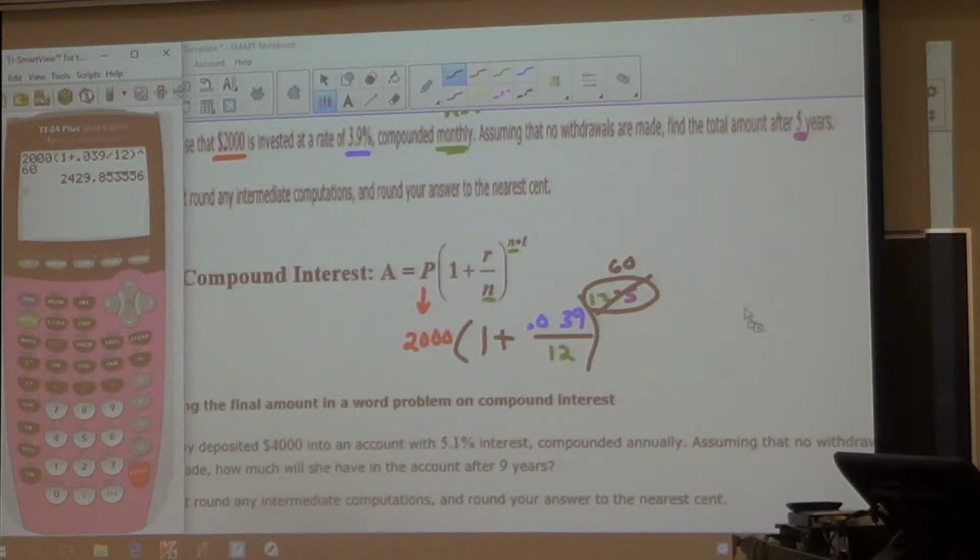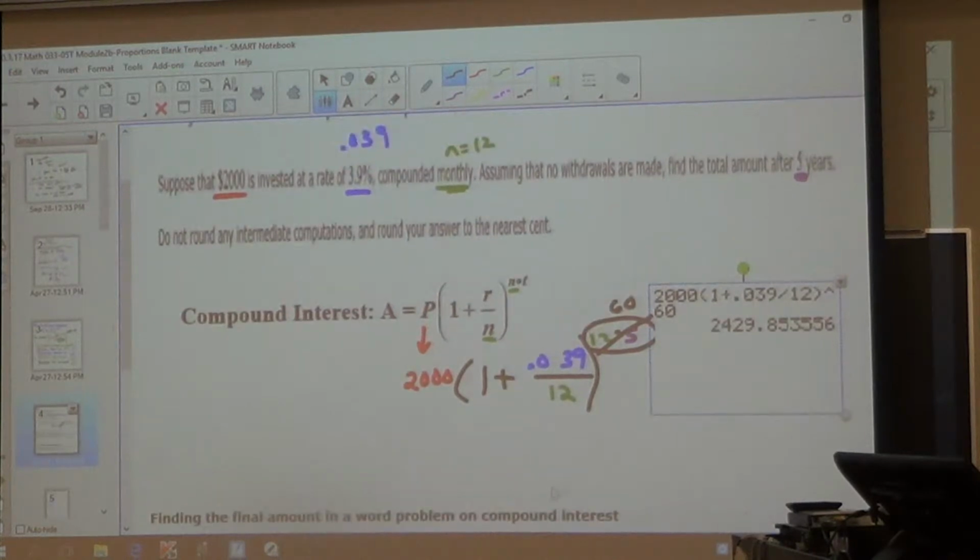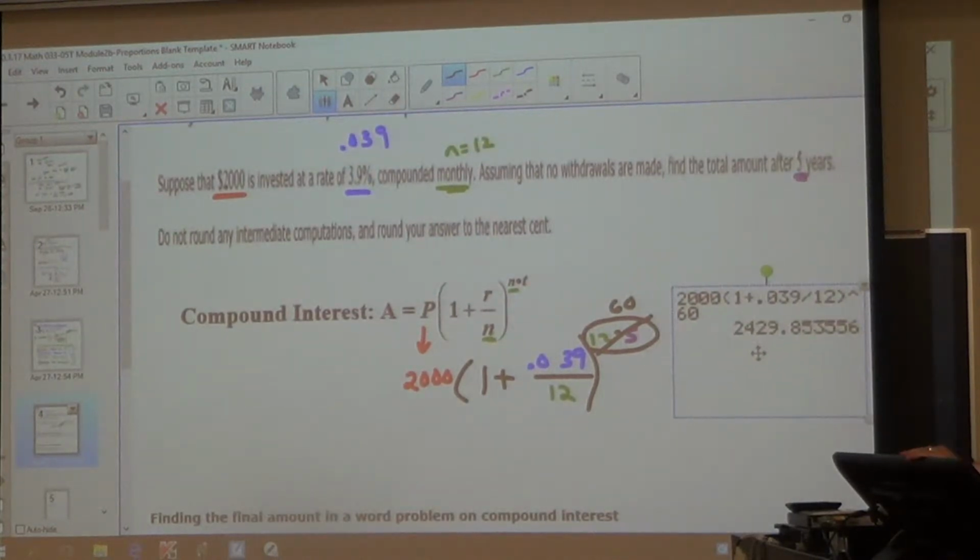We're talking about money. Money is always 2 places behind the decimal. So because this is money, we have to round it to the second place behind the decimal. So my answer is going to be 2429.85.